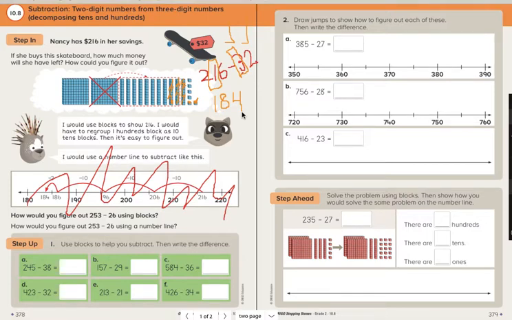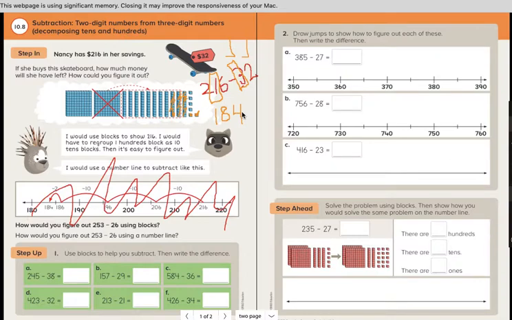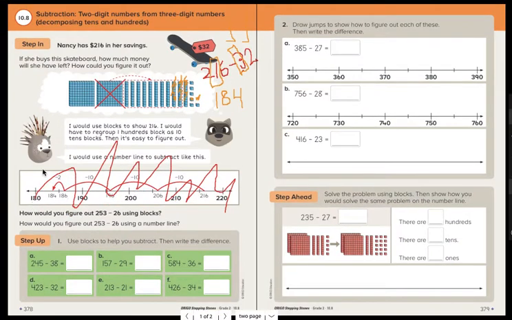If you prefer to write it the horizontal way, you can do that as well. Let's take a look at the green step up section. So it says use blocks to help you subtract, then write the difference. You might not have blocks at home, so you would just have to draw your blocks. That's perfectly fine too. Draw a big square for the hundreds, like this. Draw just a stick line for 10 and a small square for 1. Okay?